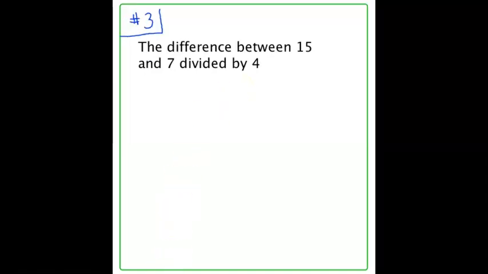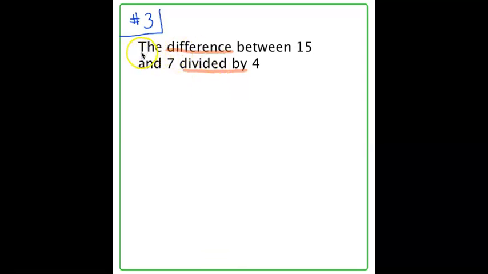Okay, problem number 3. We have a couple of different words here that are clue words. We have the word difference, and we have divided by, which is actually a phrase, but those are our clue words right there. So how do we know how to set up this expression? Well, it says the difference between 15 and 7 divided by 4. Does that mean 7 divided by 4 and then the difference of that, or what?